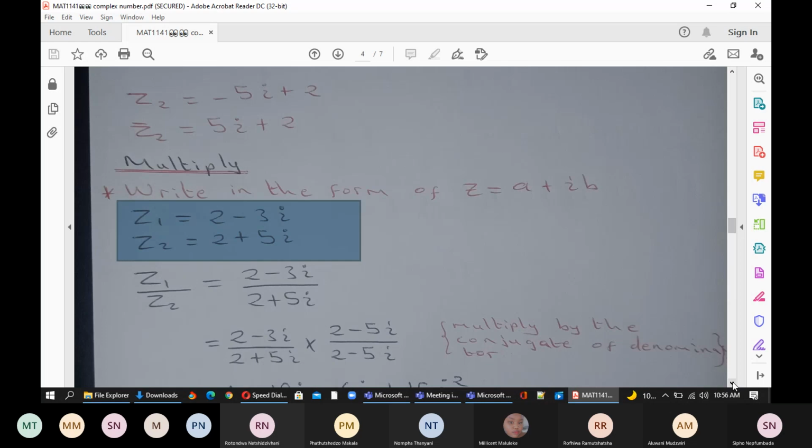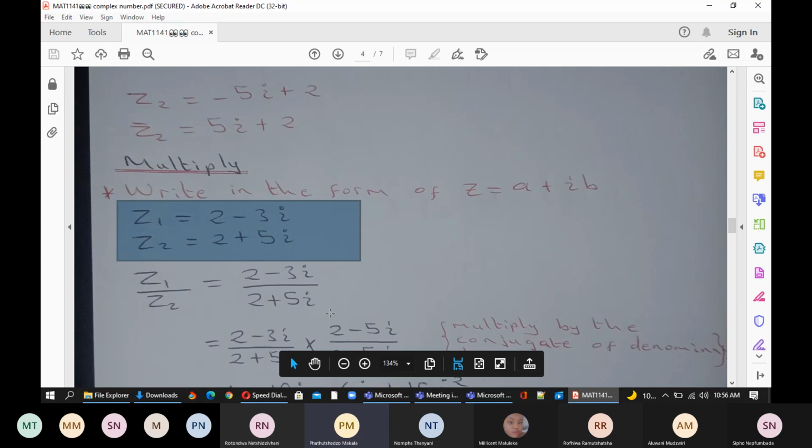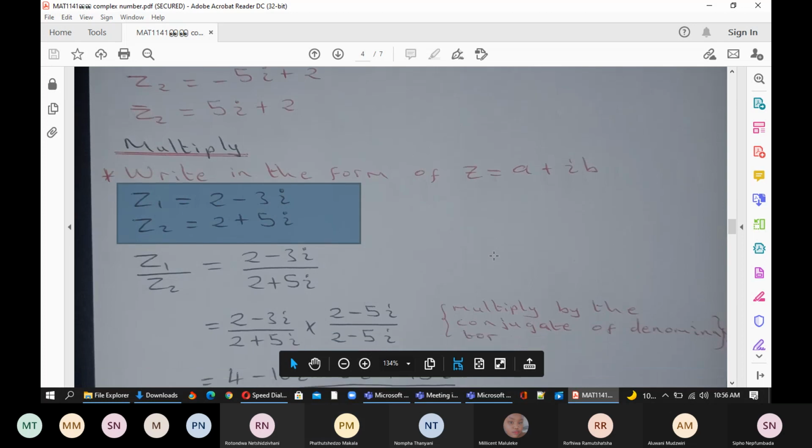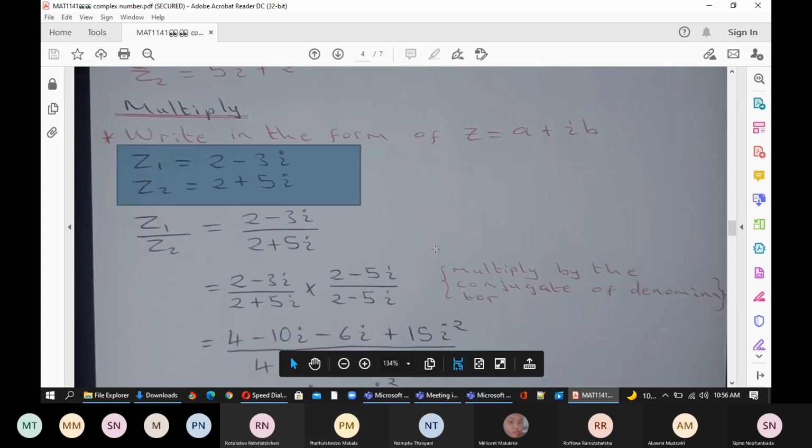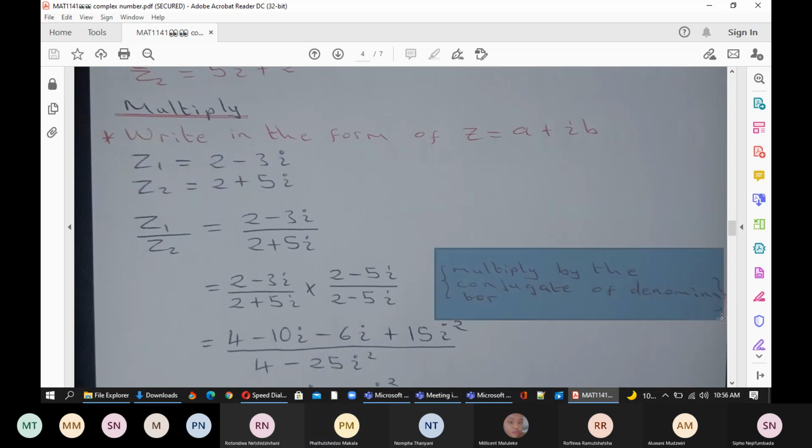So now let's proceed. If you are given those two equations and they say write them in the form z equals a plus ib, this is what you have to do. You have to say equation 1 divided by equation 2 is equal to 2 minus 3i divided by 2 plus 5i. So we always multiply by the conjugate of the denominator.